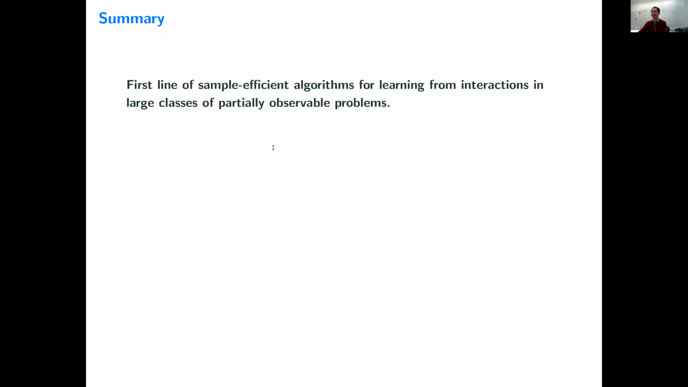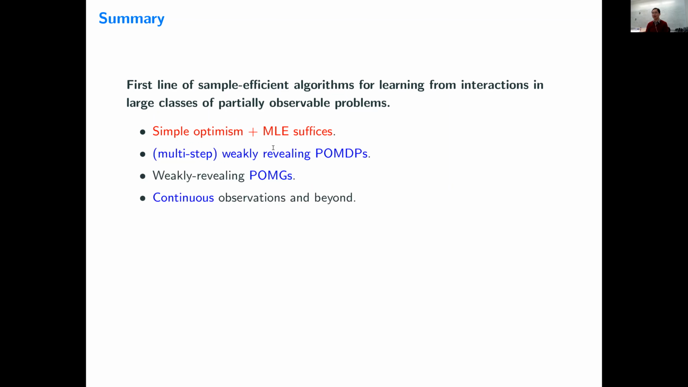Okay, I will quickly summarize, and we can also answer more questions. I hope I convinced you that this talk provides the first line of sample-efficient results for learning from interactions in a large class of partially observable problems. We introduced one very simple algorithm, optimism with MLE, and we can deal with weakly revealing POMDPs, a very large class of POMDPs. We can even deal with the multi-agent version, weakly revealing partially observable Markov games. And we can also handle some continuous observations and more intrinsic representations like PSRs, or even beyond that.